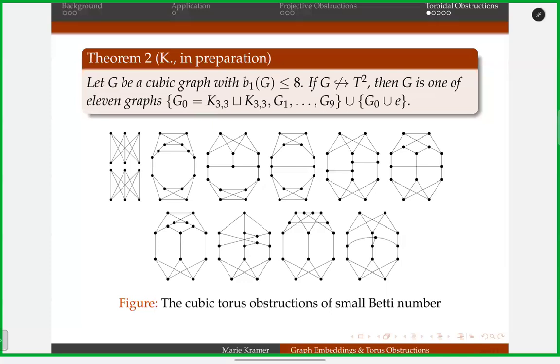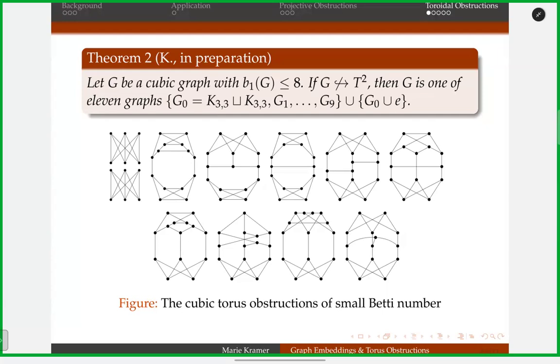So here I'm looking at cubic graphs of Betti number at most 8. So essentially this just means that we don't have too many vertices in our graphs. For the geometry application I was mentioning earlier, we would like to have the graphs be a little bit bigger. I haven't gotten that to work yet. But for now, we're looking at relatively small cubic graphs. And if G is such a small cubic graph and it doesn't embed into the torus, then G is one of 11 graphs.